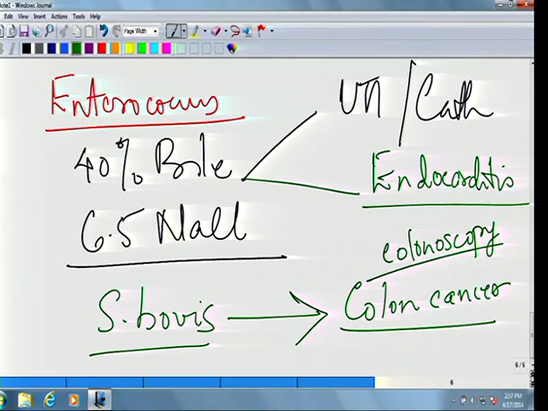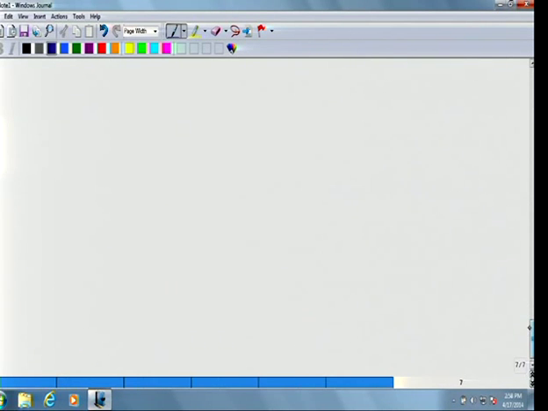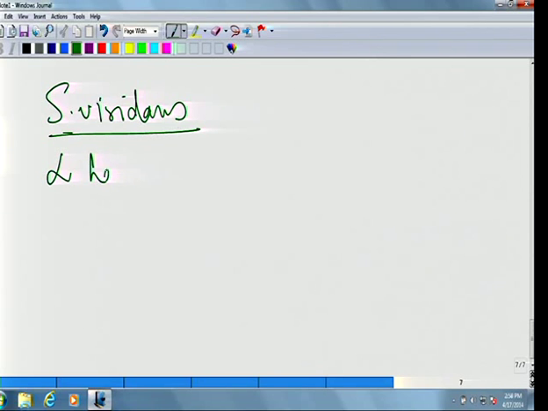So, another feature of enterococcus is its intrinsic resistance to antibiotics, okay. It is resistant to cephalosporin, intrinsically resistant to antibiotics. This is quite a hardy bacteria, okay. Now, Streptococcus viridans. Viridans, why is it called viridans? Because green, alpha hemolysis.